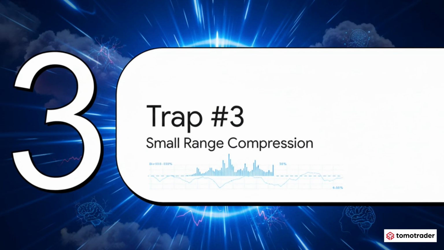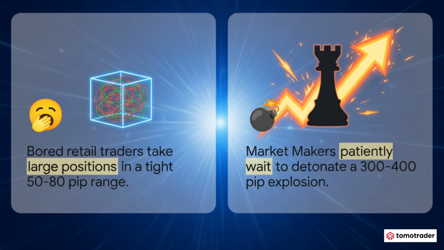That brings us to trap number 3, small range compression. This one is like the eerie silence right before a devastating storm. Imagine US 30, or any major pair really, compressing into a tiny, suffocating 50 to 80 pip range. Volume just completely dries up, retail traders get bored, they absolutely hate sitting on their hands, right? So they start taking heavy, over-leveraged positions right inside this tight little range just to feel some action.